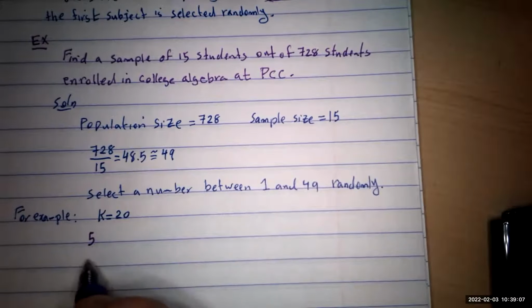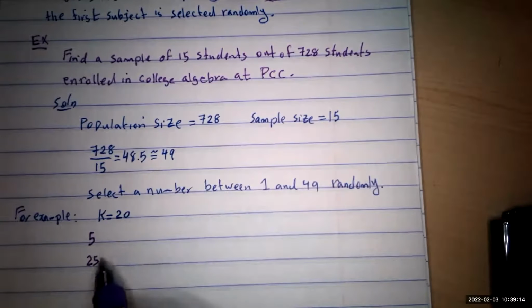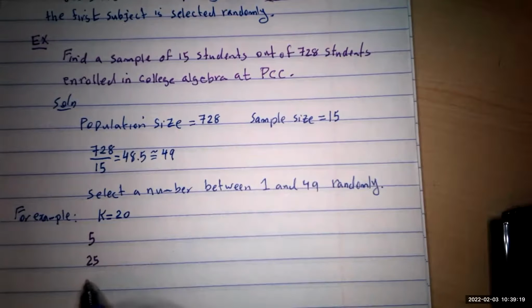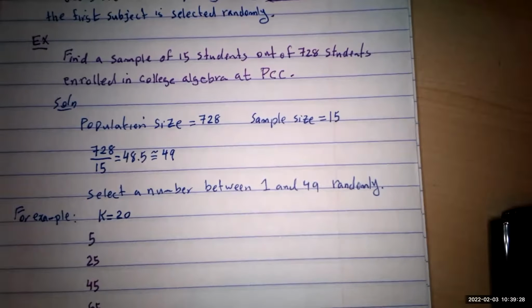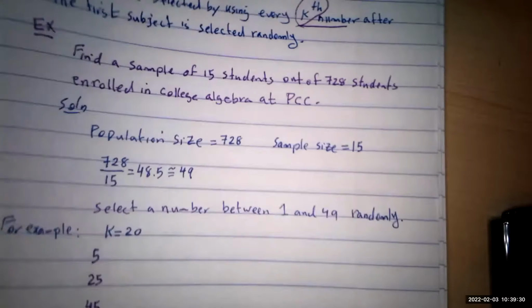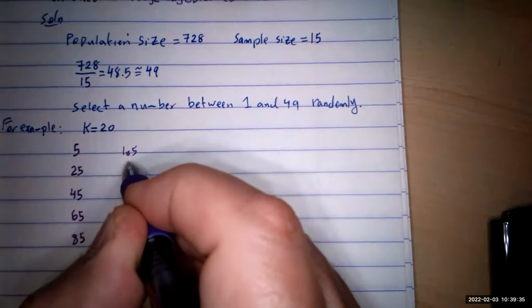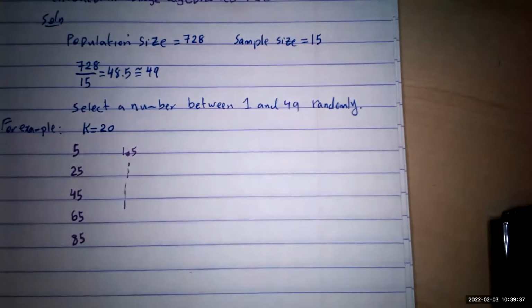So it's going to be number 5. Then the next student is going to be number 25, if you like. And the next student is going to be what? You add another 20, so that gives you 45, then 65, then 85, then 105, and you continue to get the 15 students from this collection.